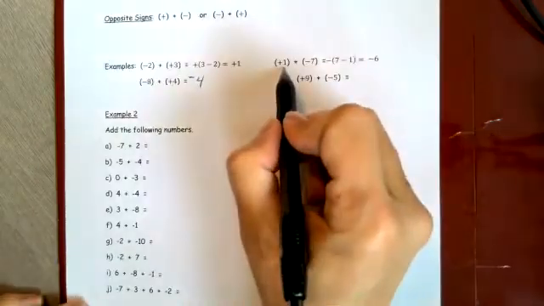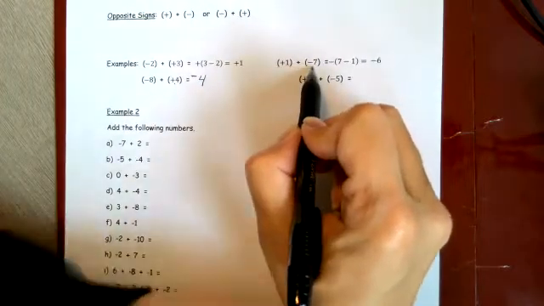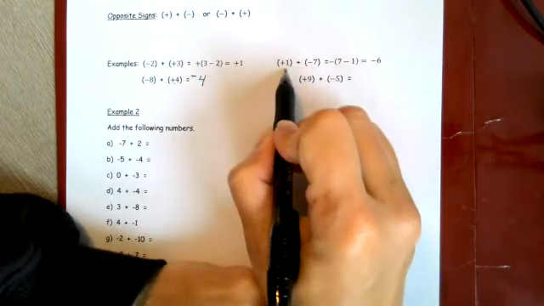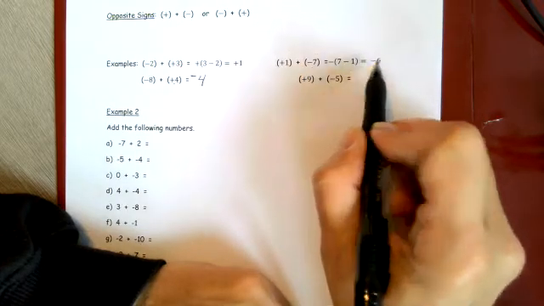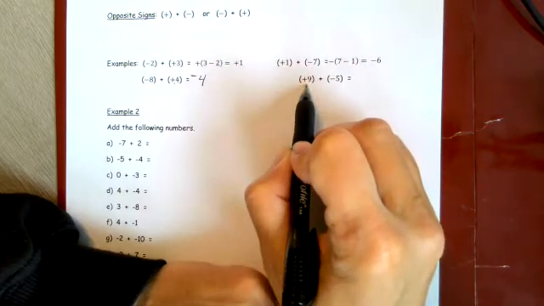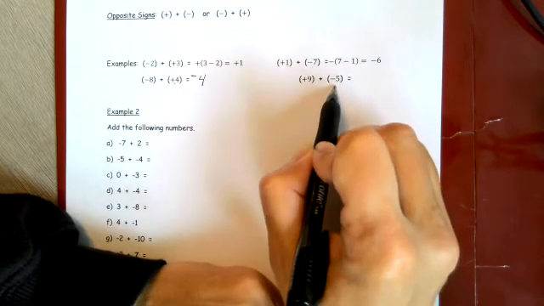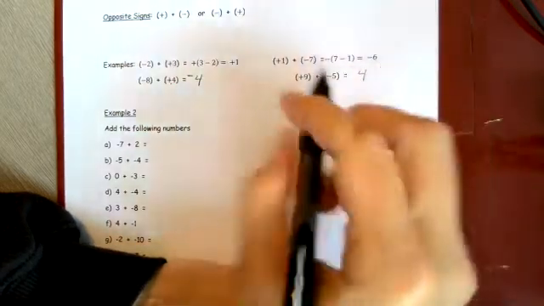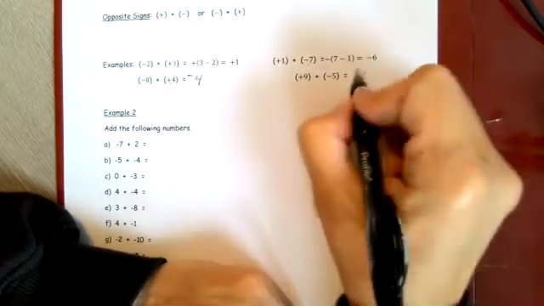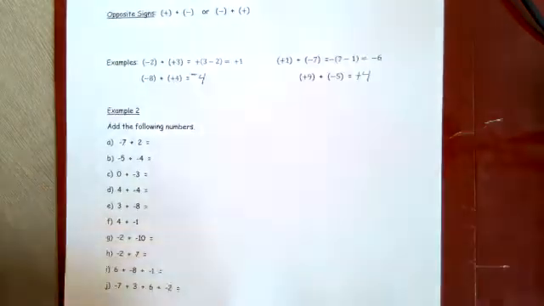So +1 and -7. If I'm combining these, I have to subtract the digits. I'll get 6 and the 7 wins. So my answer is negative. I'm adding +9 and -5. They're opposite. So I'm going to subtract the digits. And the leftover is going to be positive because the 9 wins.